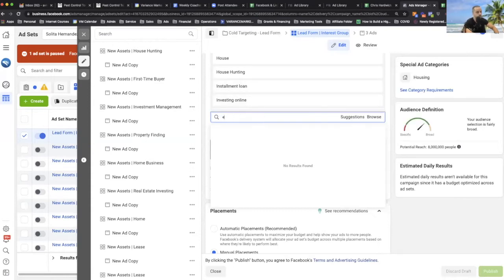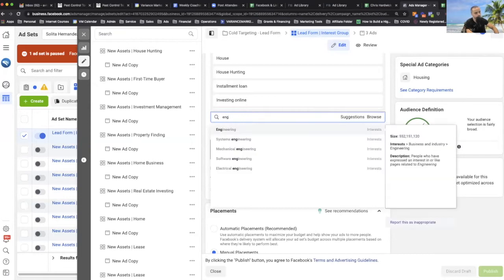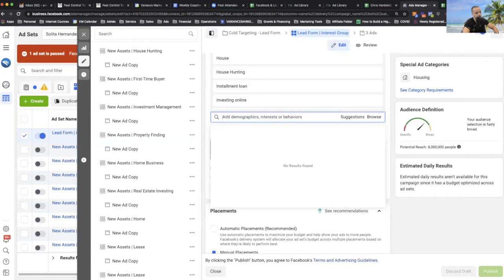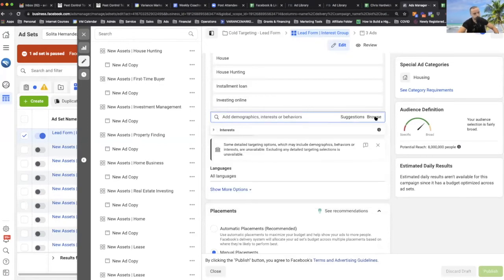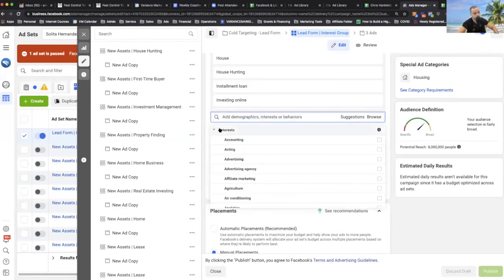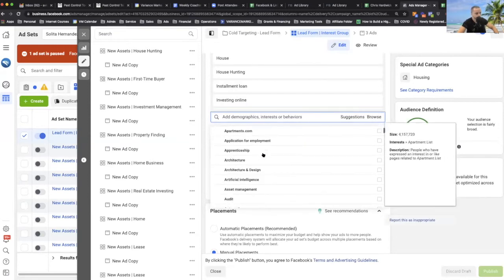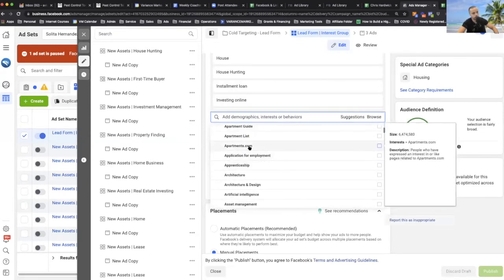Sometimes, I don't know why, when you have too many, it takes a while to load. Engaged. Why is it doing that? Okay, so what you could also do is go to browse over here, click on interests, and you can basically look through all their interests, right?